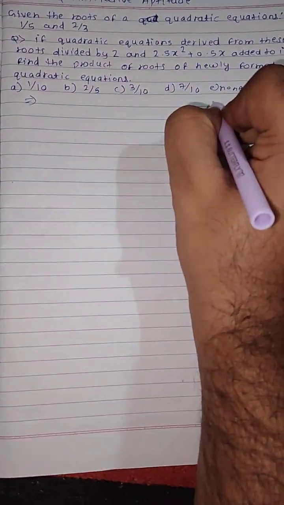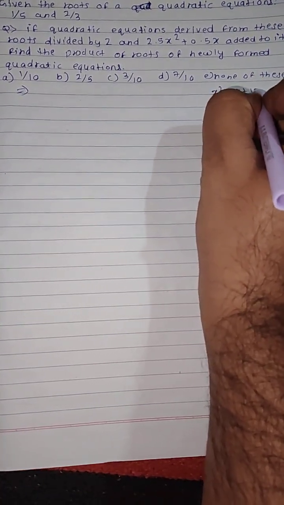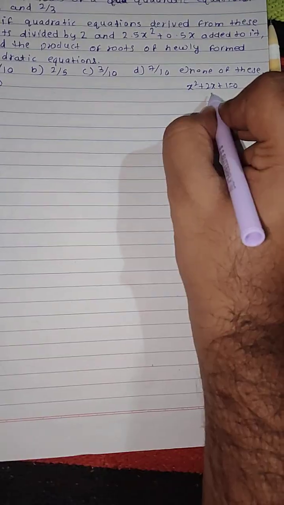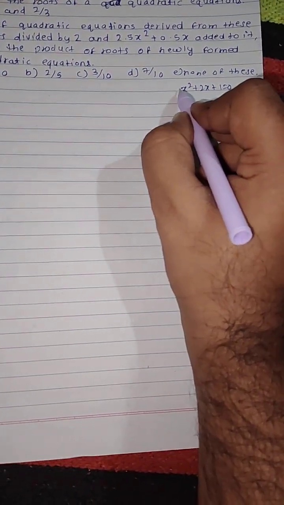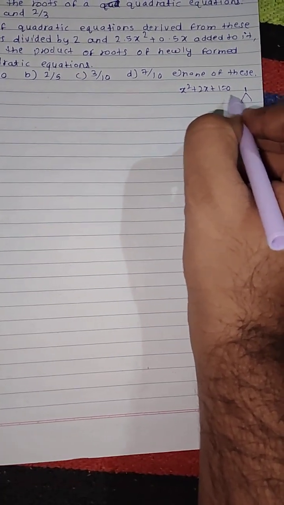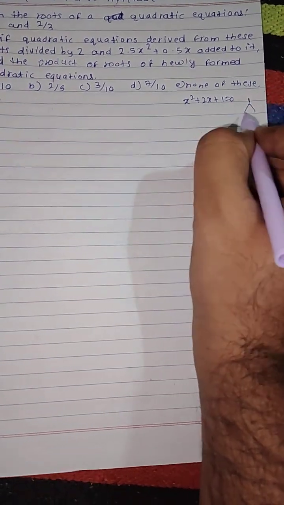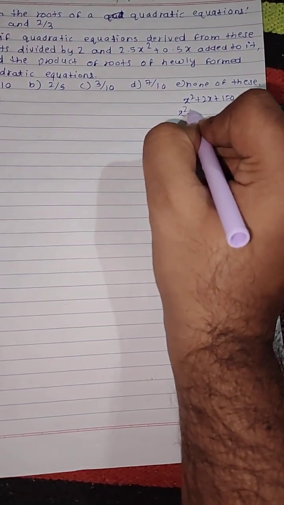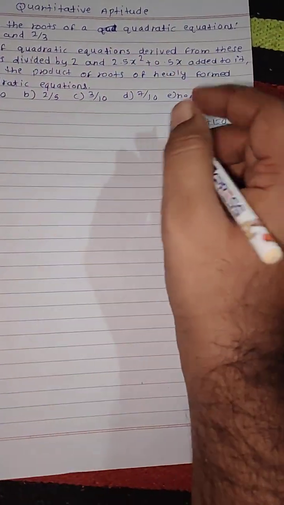Let us consider one quadratic equation as x square plus 2x plus 1. Here the constant is 1, so we have to find two numbers such that their product is 1 and their sum is 2. Such numbers will be 1 and 1. So x square plus x plus x plus 1 equal to 0.